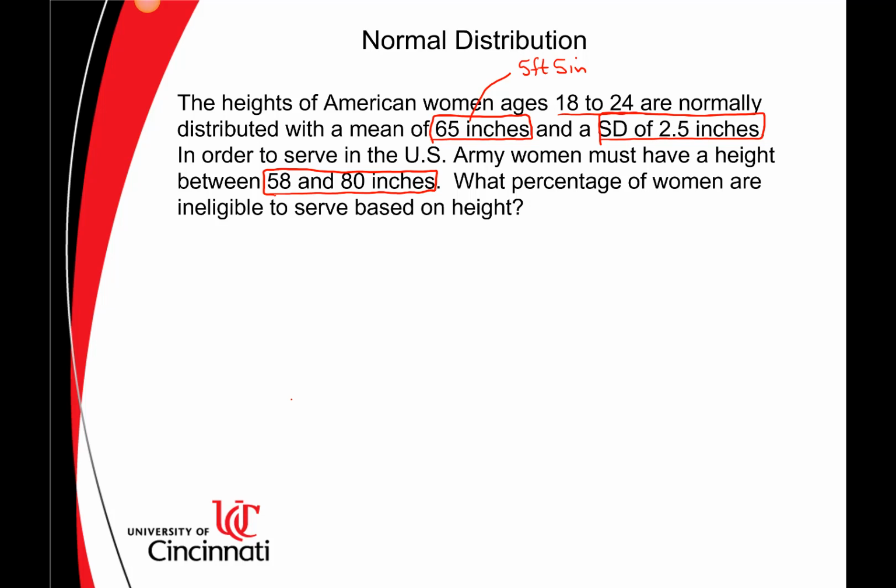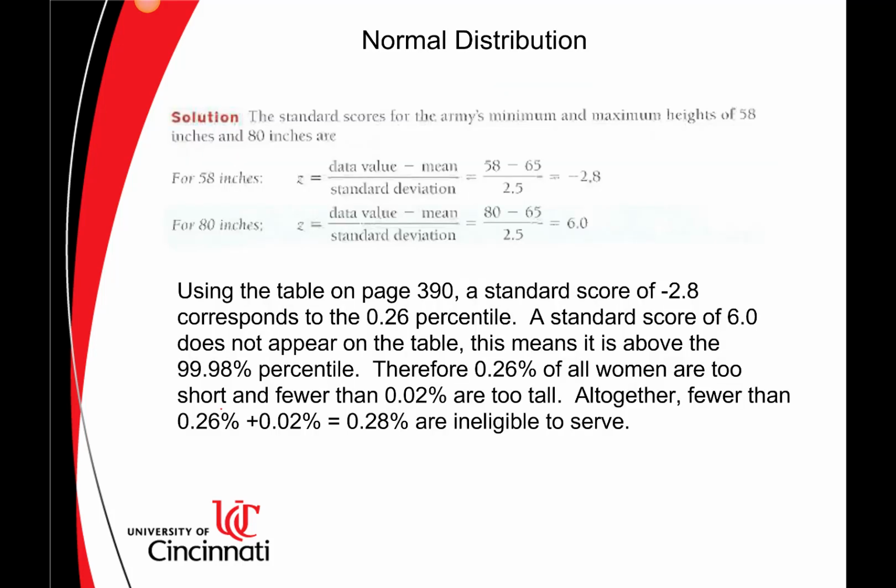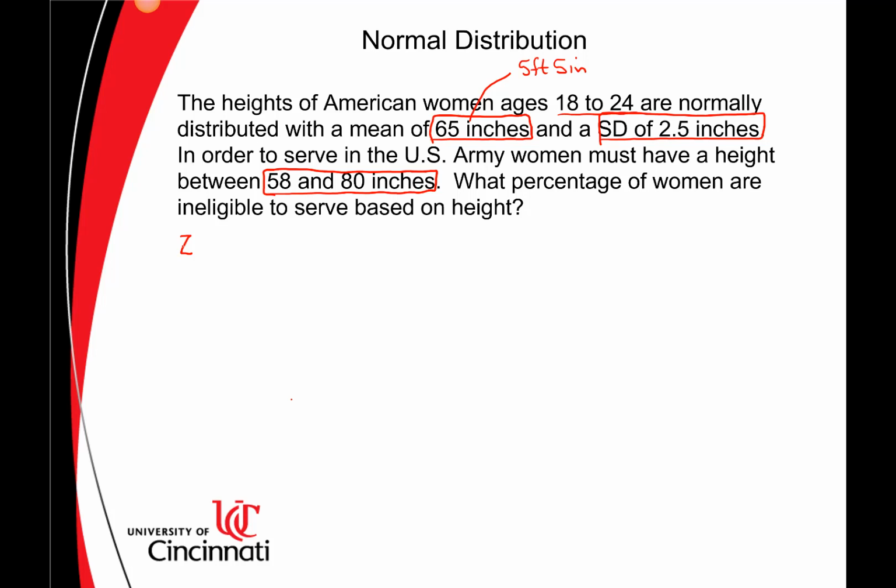Well, we have the information here to compute z-scores, don't we? We have the mean, we have the standard deviation, and we have our data points. Let's compute the z-score, sorry, for 58 inches. So that's going to be this 58 minus the mean of 65 divided by the standard deviation 2.5 equals. Okay? So if we do 58 minus 65, that's going to be a negative 7 over 2.5, and a negative 7 divided by 2.5 is going to give us a negative 2.8.